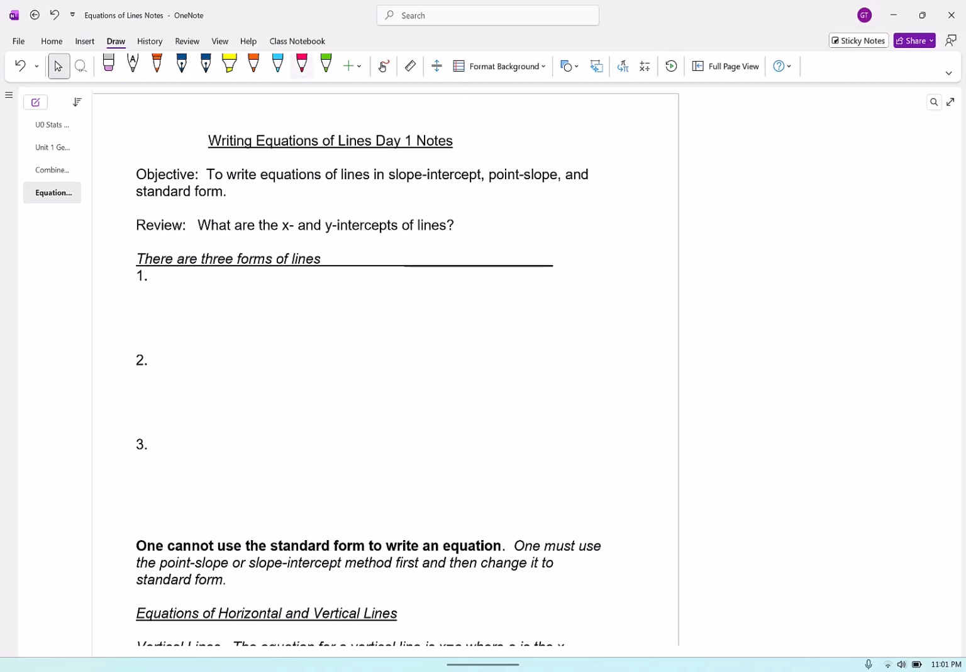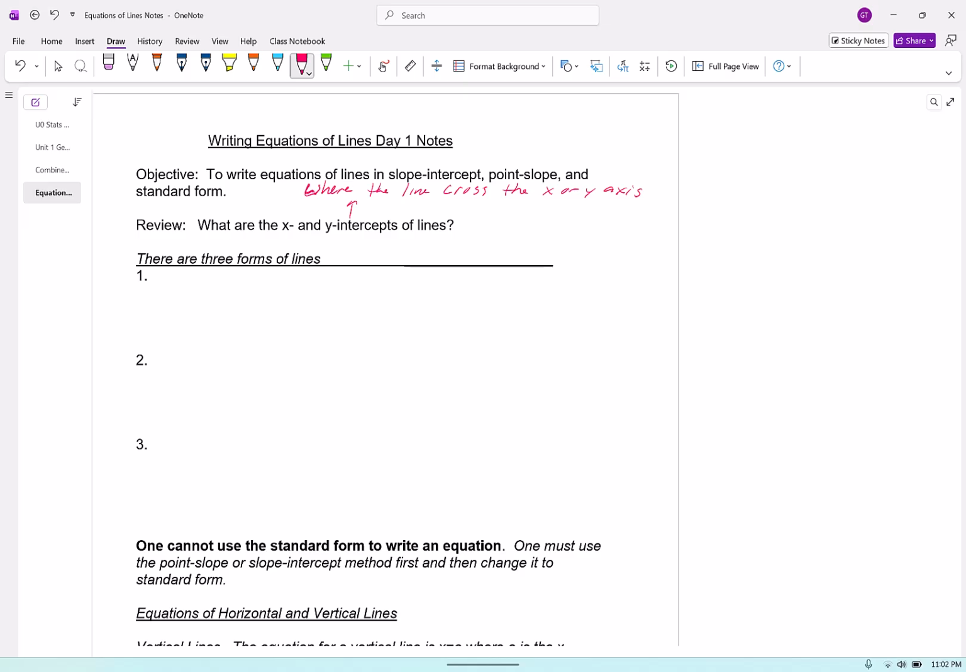And so, what are the intercepts? Okay, so intercepts are where the line crosses the x or y axis. All right. So x-intercept crosses the x, y does the y.